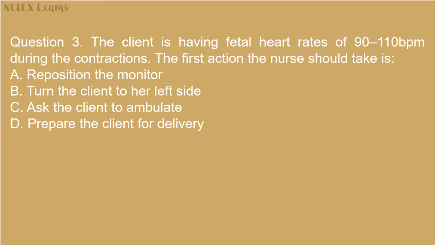Question 3. The client is having fetal heart rates of 90 to 110 bpm during the contractions. The first action the nurse should take is A. Reposition the monitor. B. Turn the client to her left side. C. Ask the client to ambulate. D. Prepare the client for delivery.